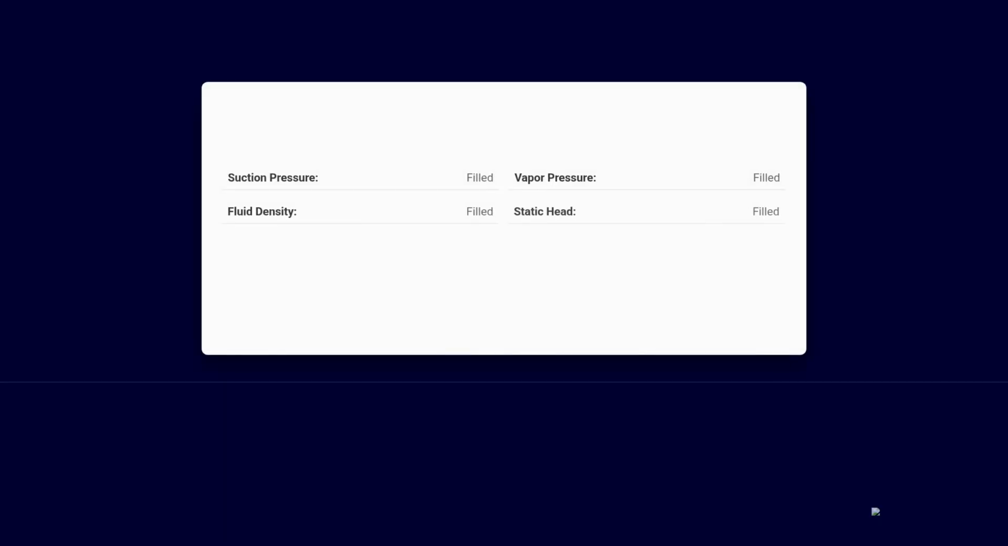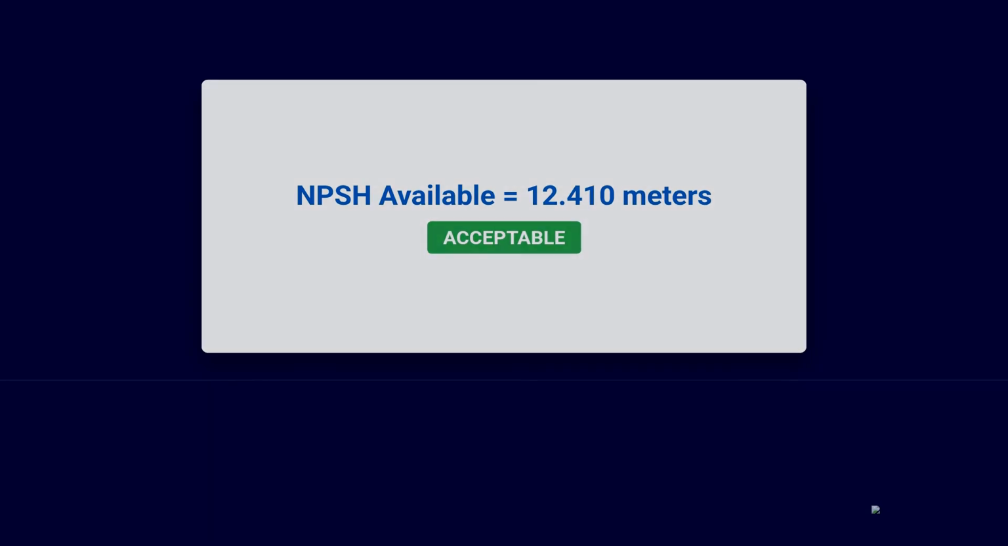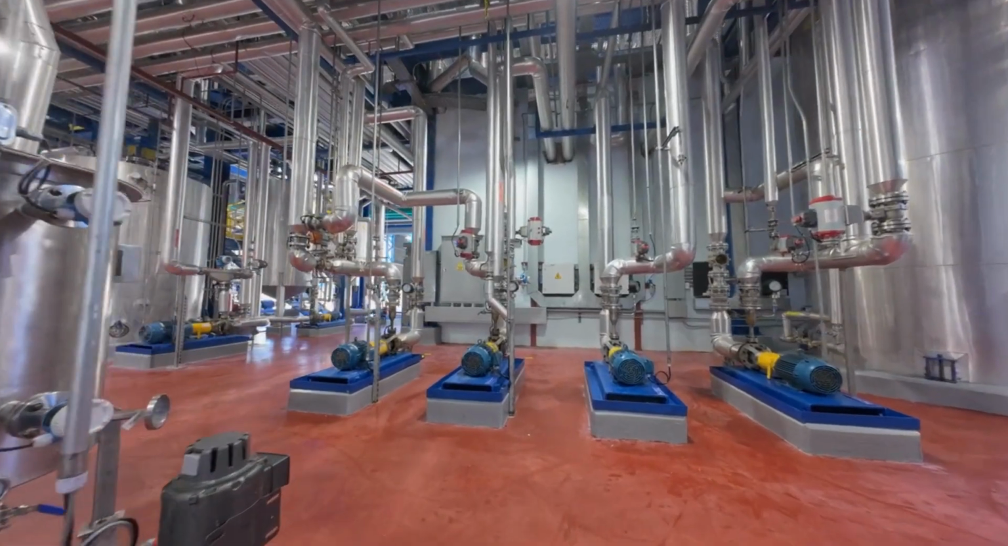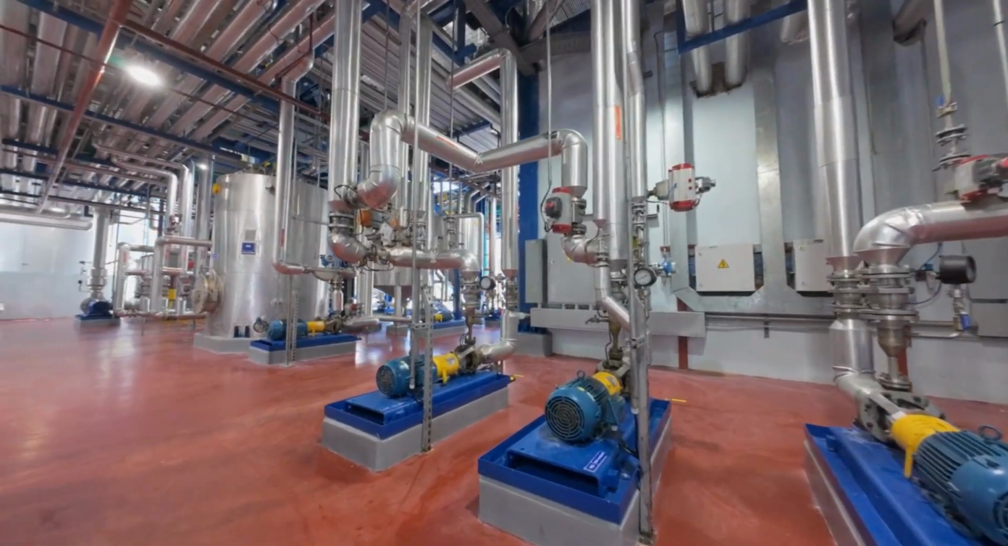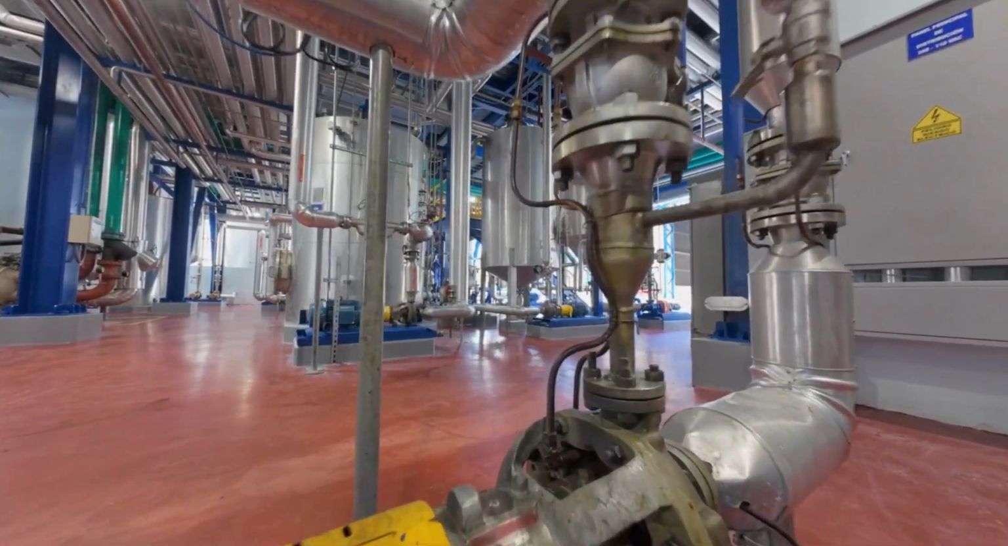After clicking Calculate, the results show NPSH available equals 12.410 meters. The cavitation status indicates acceptable NPSHA, verify against pump NPSHR. This 12.410 meter value means we have sufficient suction head available, and you should compare this against your pump manufacturer's required NPSH specification to ensure safe operation.